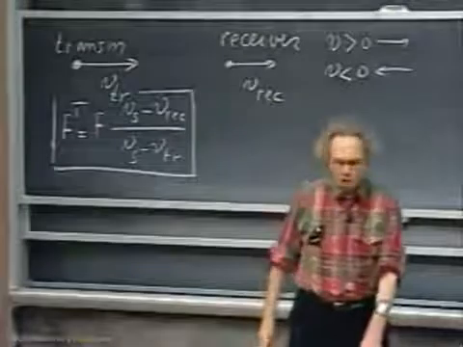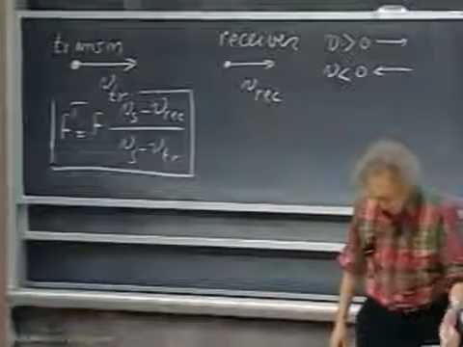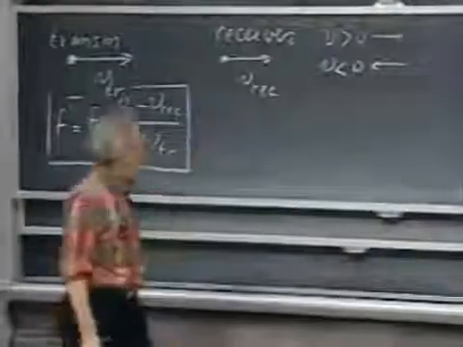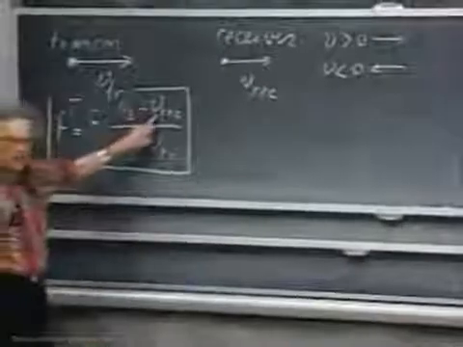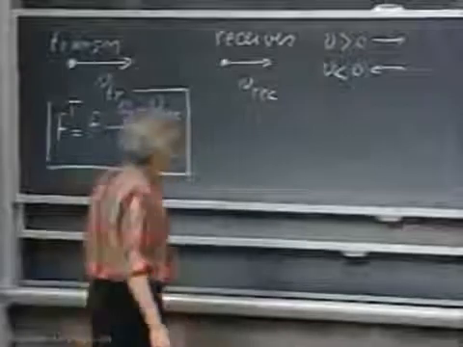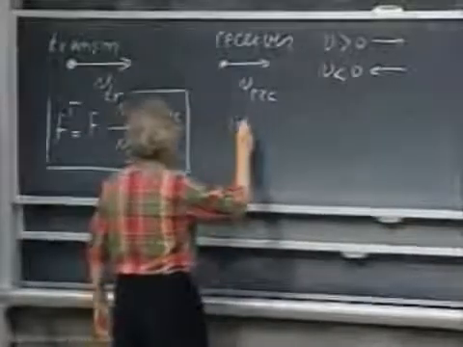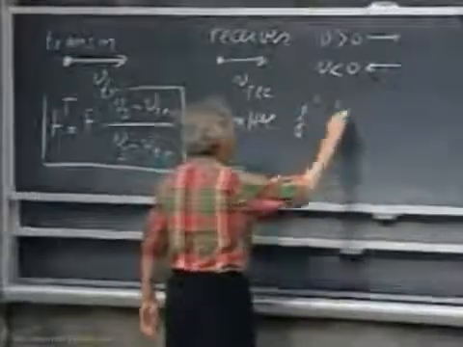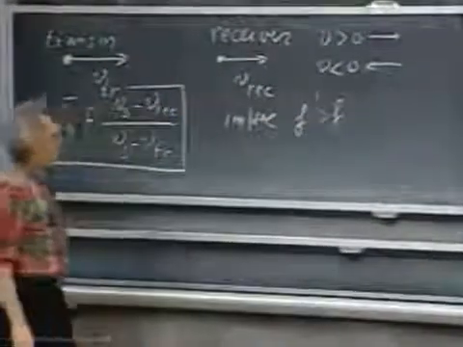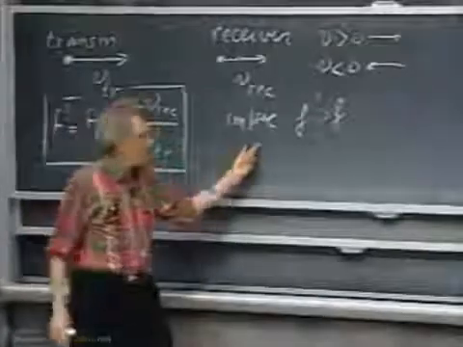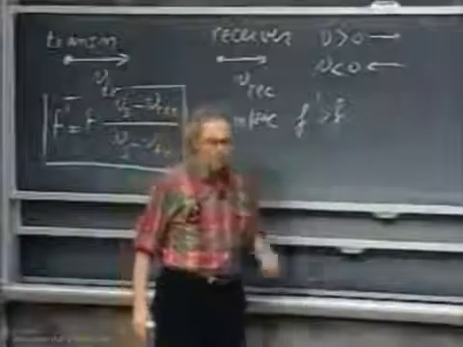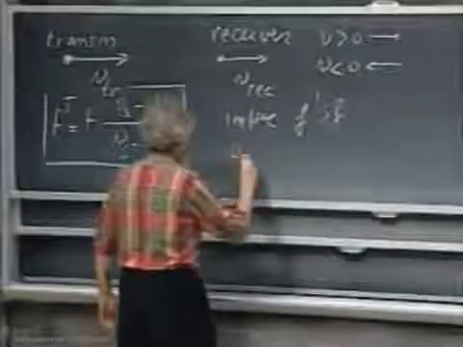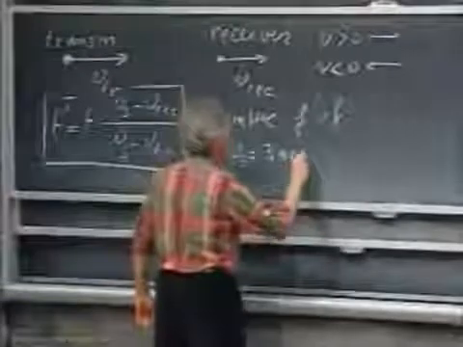If you have volume 1 of John Coley, you can look it up there as well. Suppose you are not moving at all, you're sitting still, so V receiver is 0. But I move towards you with 1 meter per second. If I move towards you, then F prime will be larger than F. If I move away from you with 1 meter per second, then F prime will be smaller than F. The speed of sound is 340 meters per second.